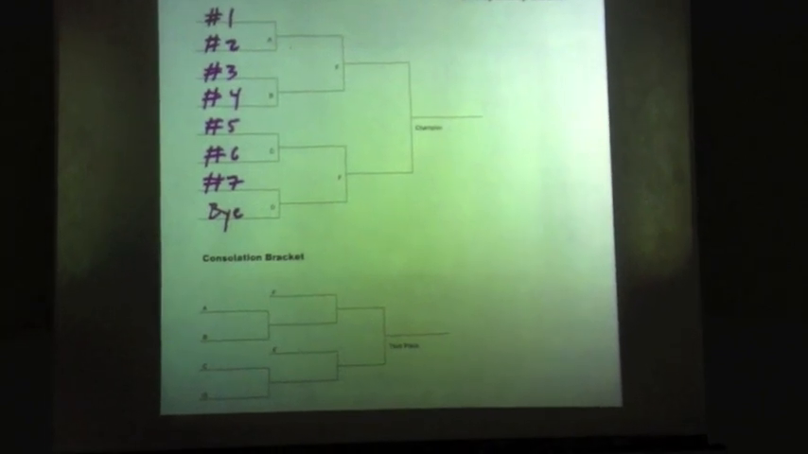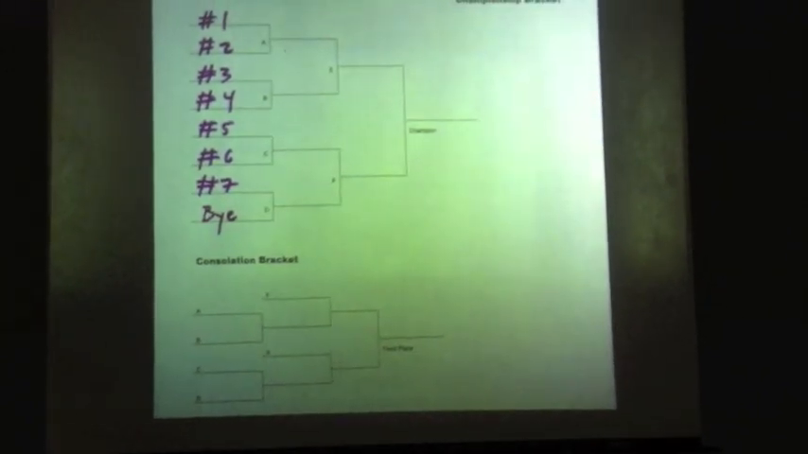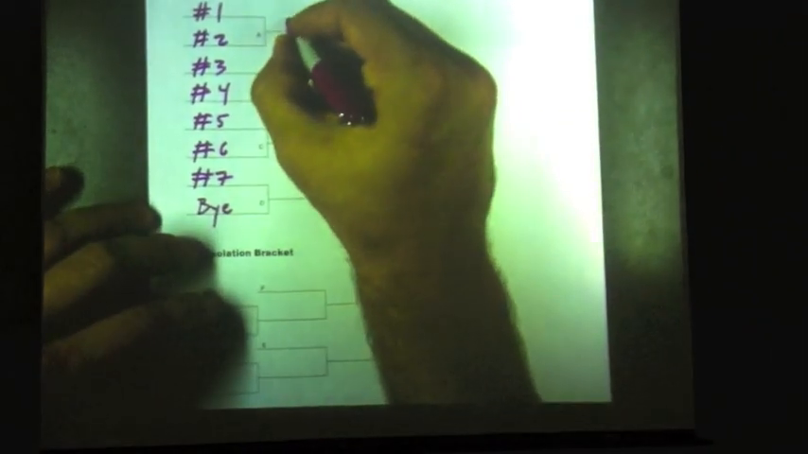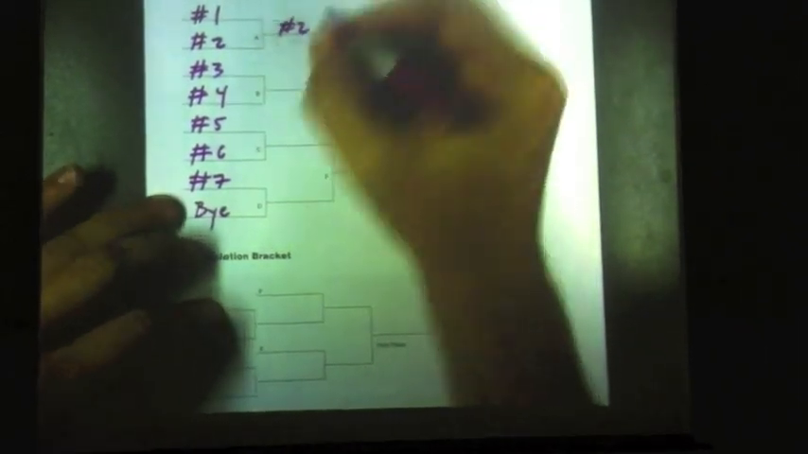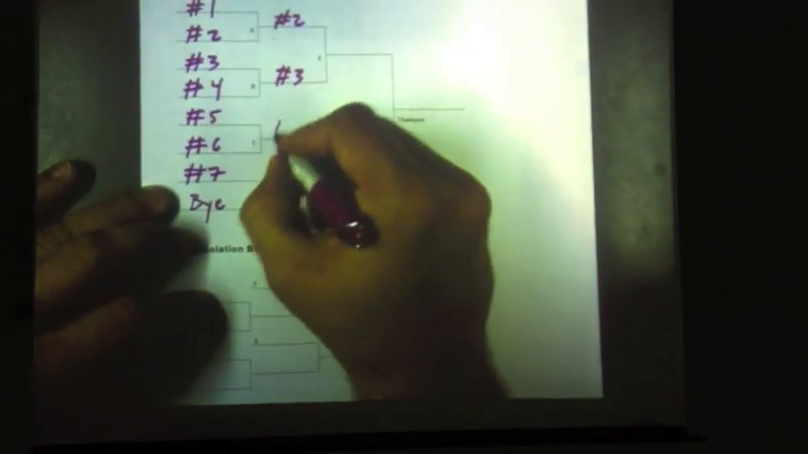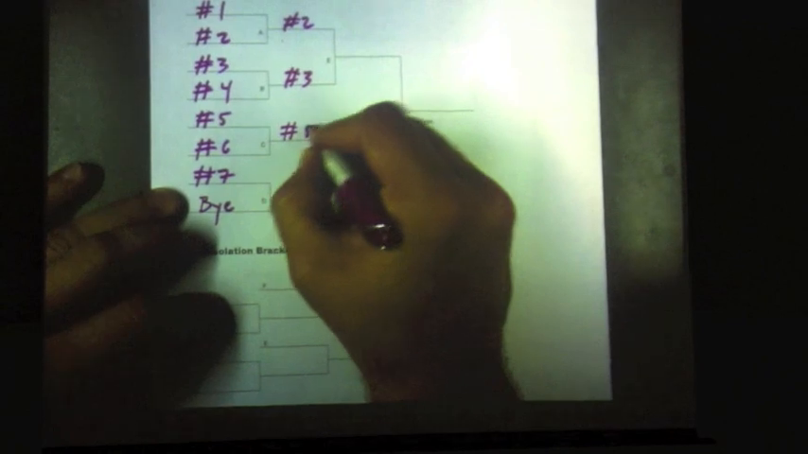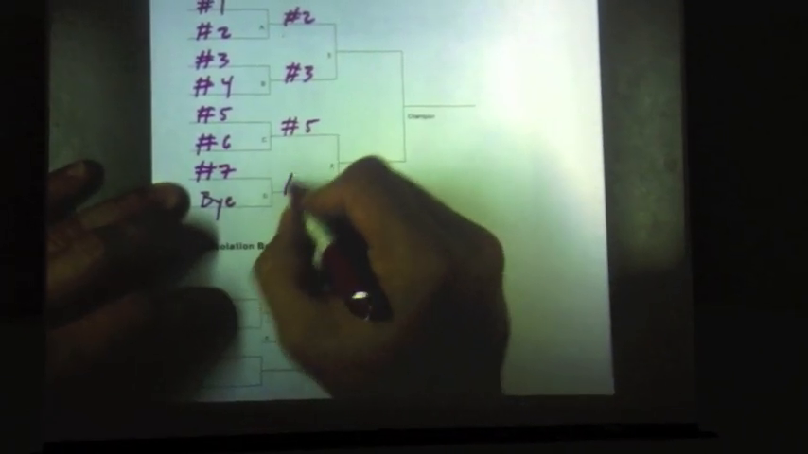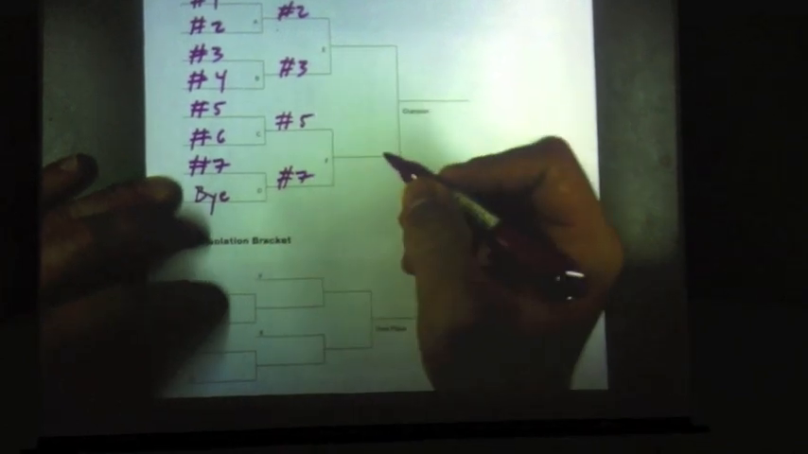All right, so now we have our bracket. All our competitors are ready to go, and we start calling matches. Number 2 and number 1 fight, and we'll say number 2 wins. Say number 3 wins. Go ahead and say number 5 wins, and then obviously the bye loses to number 7, and number 7 fills in that spot.